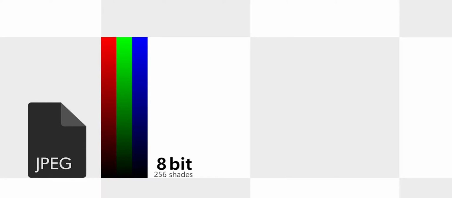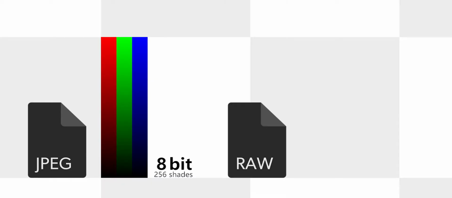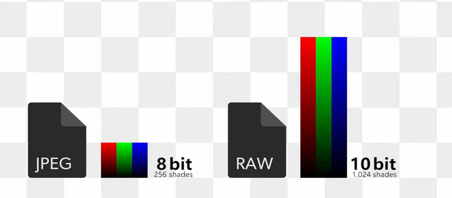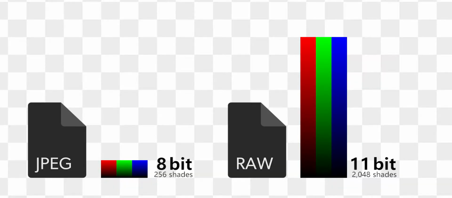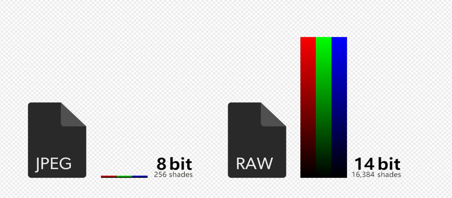So, if a JPEG is 8-bit, then how many bits does a RAW file have? Does it have 9 bits? 10? 11? Well, the average RAW file actually has 14 bits of information. That means 16,000 possible color values per channel. So now let's take that information and use it in a slightly more visual example.